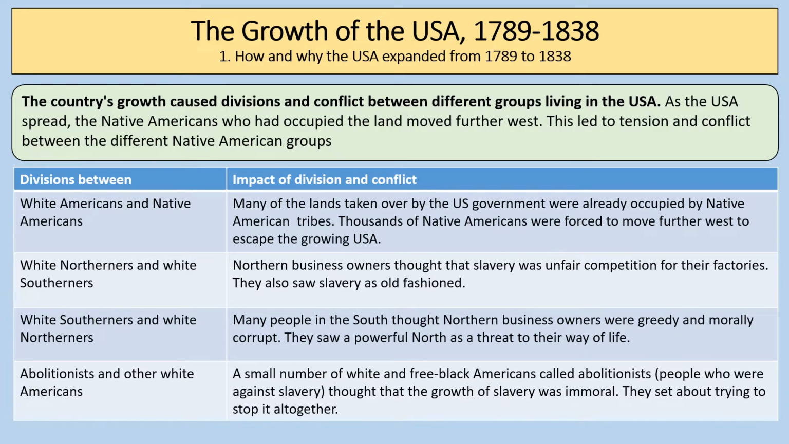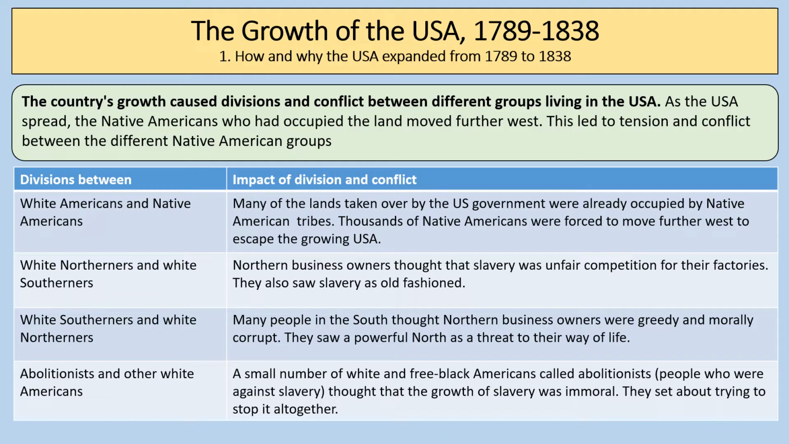The Northern states tended to be against slavery, and sometimes known as free states, and the southern states tended to be pro-slavery and were often known as the slave states. There's tension between white Southerners and white Northerners. So many people in the South thought that Northern business owners were greedy and morally corrupt. They saw a powerful North as a threat to their way of life.